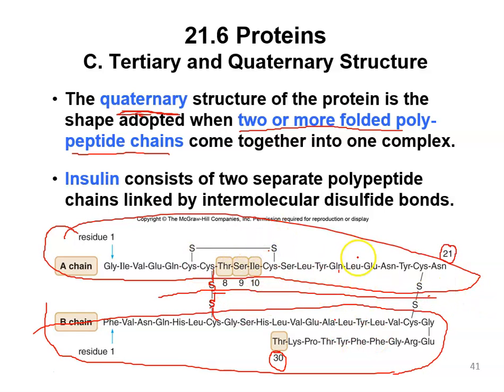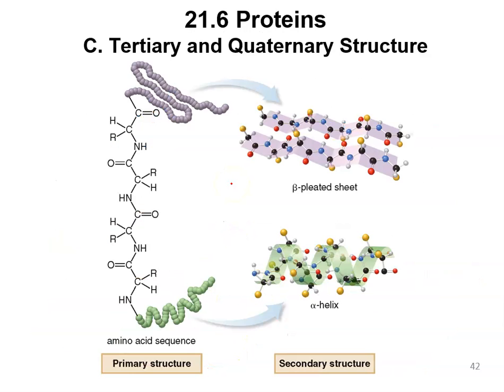Here I have an internal one. All right, so I have insulin. Notice I have a primary structure. It's showing me a primary structure: glycine, isoleucine, valine. It's showing me the order, but then it's also showing me how it's hooked onto another chain. So it kind of shows me a quaternary structure. Okay.